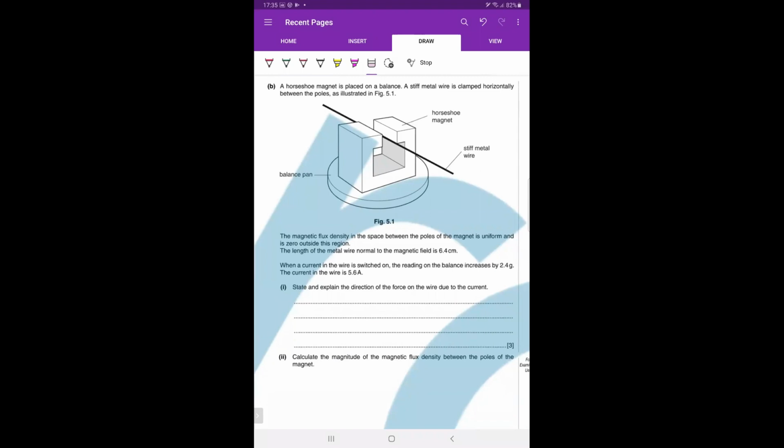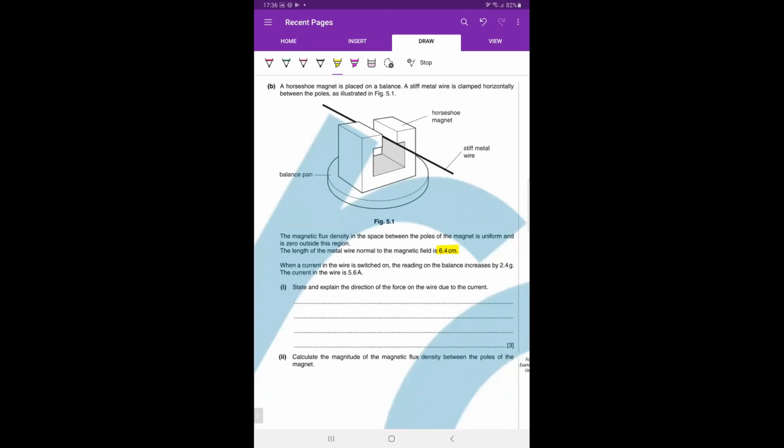It says a horseshoe magnet. This is also a very similar question, especially the second part or the third part rather. A horseshoe magnet is placed on a balance. A stiff metal wire is clamped horizontally between the poles as illustrated. The magnetic flux density in between the poles of the magnet is uniform, so on and so forth. The relevant things for me are that the length of the wire is given to us.